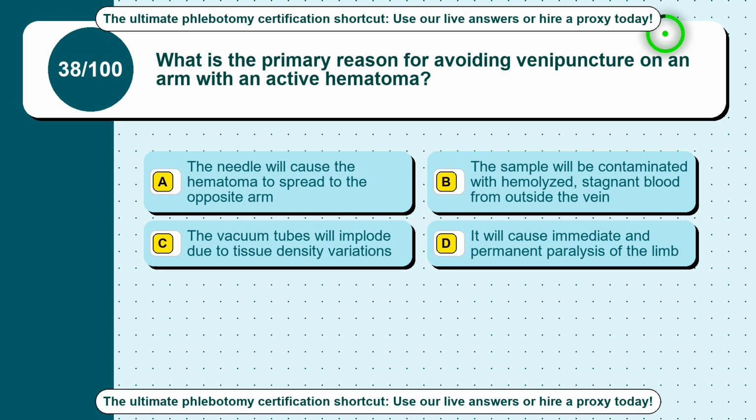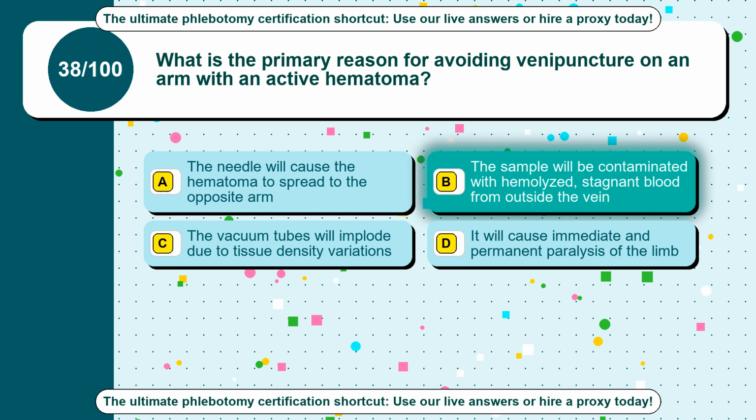Question 38. What is the primary reason for avoiding venipuncture on an arm with an active hematoma? Option A. The needle will cause the hematoma to spread to the opposite arm. Option B. The sample will be contaminated with hemolyzed, stagnant blood from outside the vein. Option C. The vacuum tubes will implode due to tissue density variations. Option D. It will cause immediate and permanent paralysis of the limb. The correct answer is option B. The sample will be contaminated with hemolyzed, stagnant blood from outside the vein.